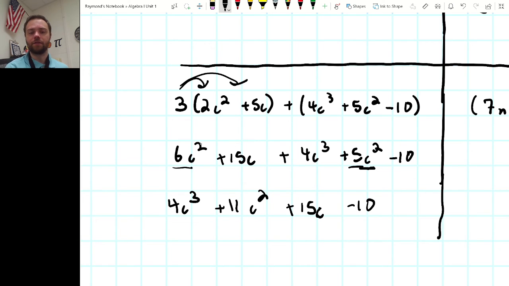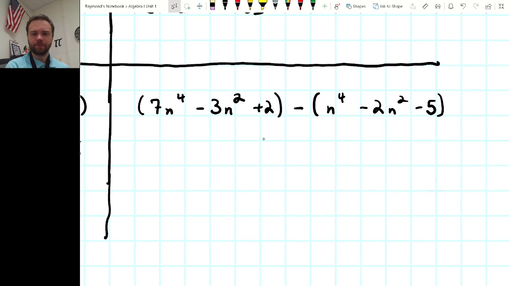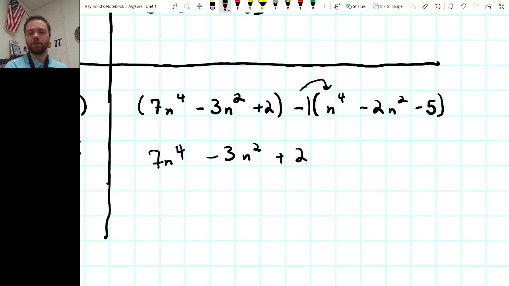And so what I like to do sometimes, if I have way too many terms, is I'll cross things out. So cross out 4c cubed, those two, just to keep that straight. There's nothing to combine, so just bring those two down and we're finished. And then here, there's a negative 1 in here, so make sure to distribute that. This one I can just bring down, so I've got 7n to the 4th minus 3n squared plus 2, and then negative 1 distributes. So I've got negative 1n to the 4th, negative 1 times negative 2 is positive 2n squared, negative 1 times negative 5 is positive 5.